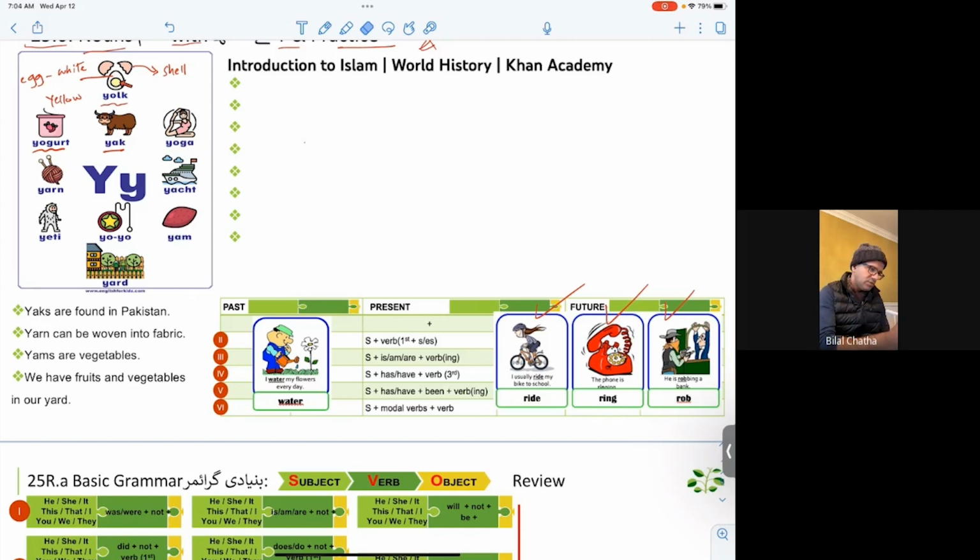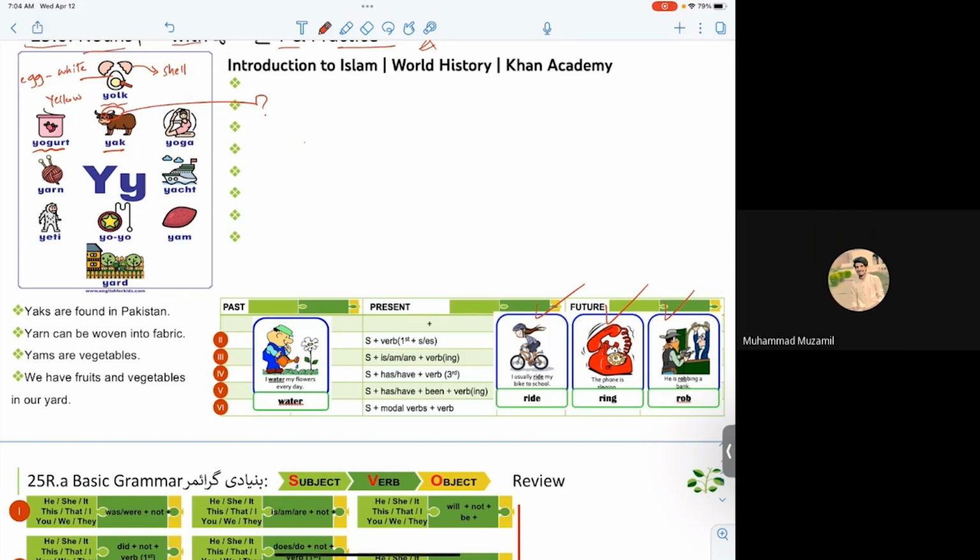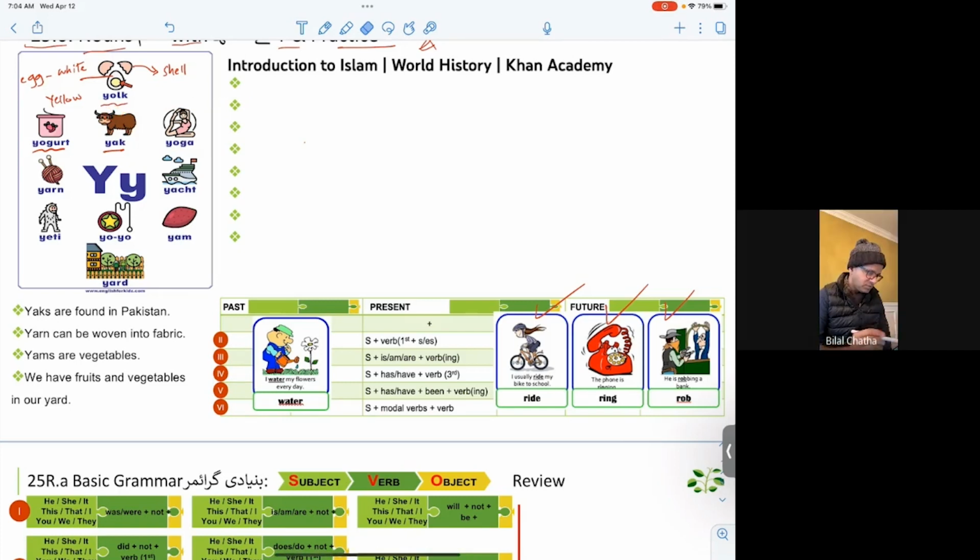What is this called? Sir, this is called horns. And how many horns do you see here? Sir, I see two horns. Very good. You see two horns.